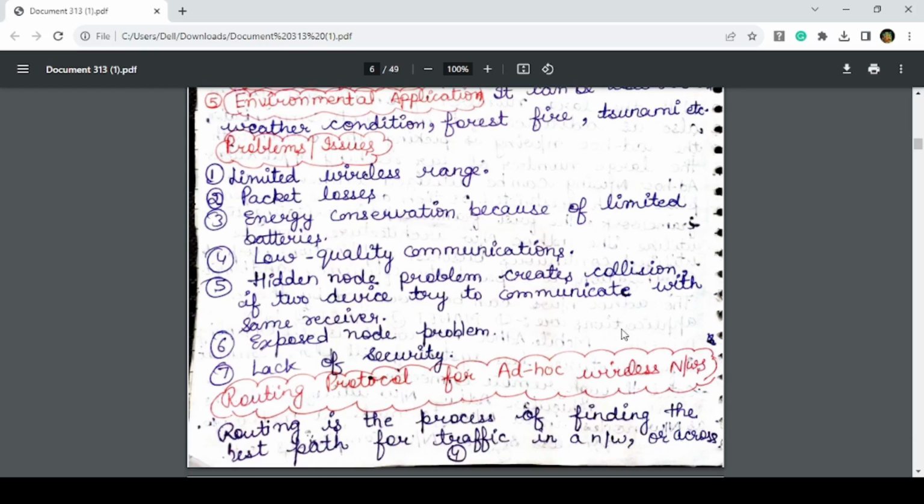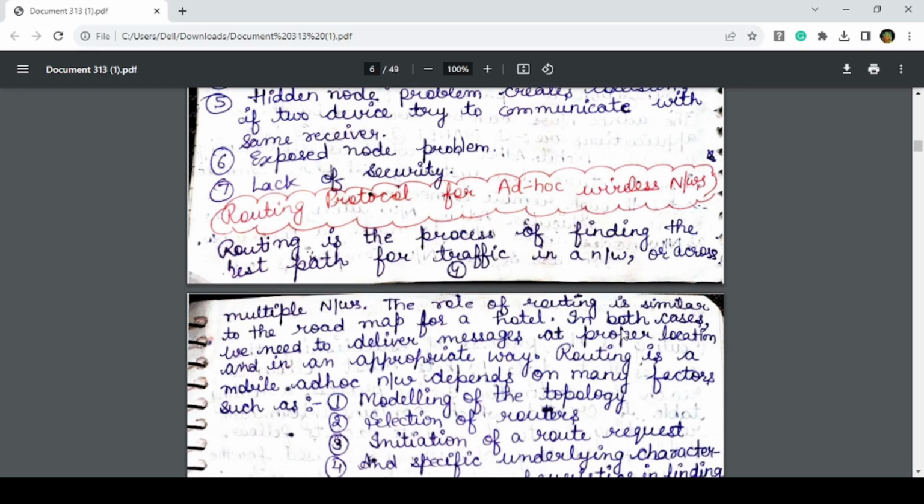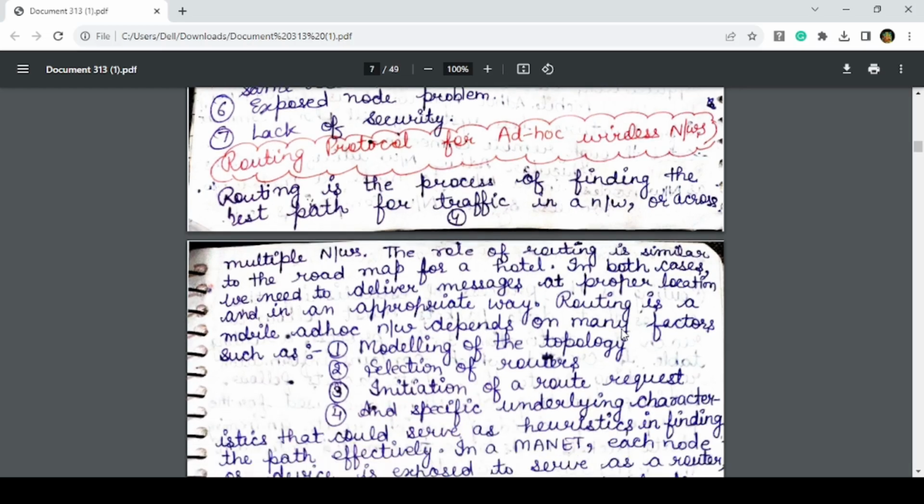Now the next point I am going to discuss is routing protocol for ad hoc wireless network. What is a routing protocol? What is routing? Routing is the process of finding the best path for traffic in a network or across multiple networks. The main role of routing is similar to a road map, which is used for going to any hotel, any place. In both cases, we need to deliver the messages at a proper location and in an appropriate way.